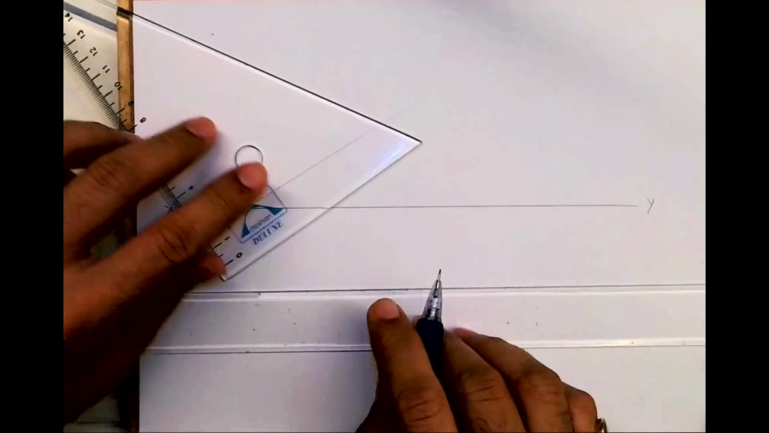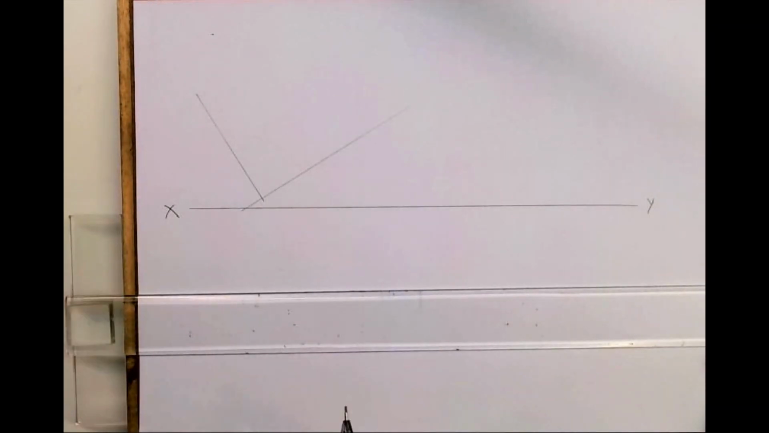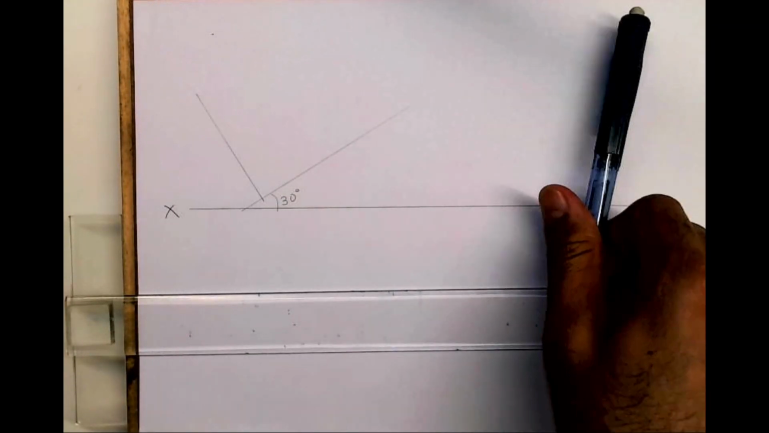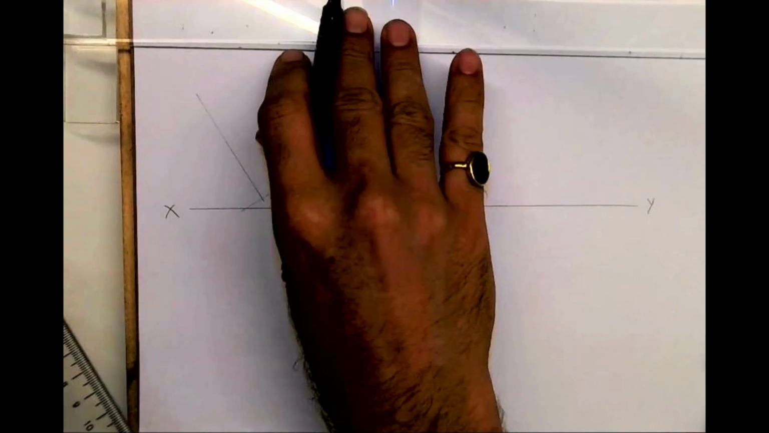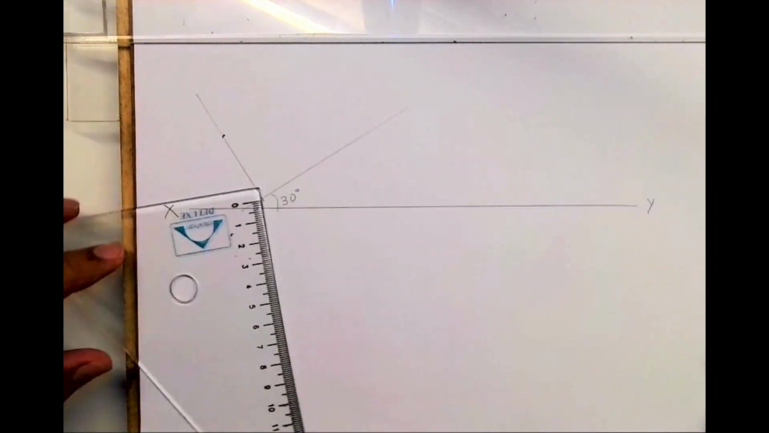But we have to draw a square inclined at 30 degrees. Why? Because one side is inclined at 30 degrees. Actually it should be two sides, but here it was written one side.